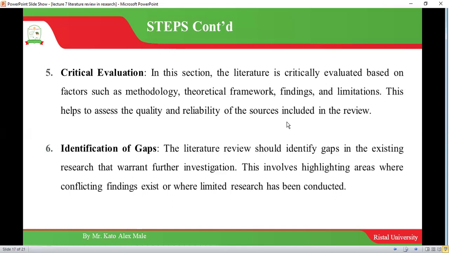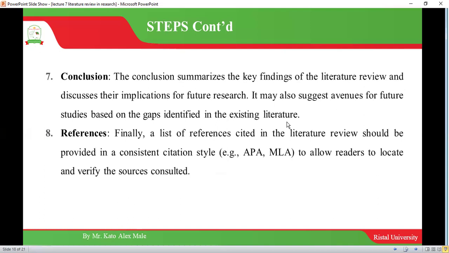I think I talked about the gaps very well. Then the conclusion. Here you are trying to summarize the key findings of the literature review and discuss their implications for future research. It may also suggest avenues for future studies based on the gaps identified in the existing literature. That's why the section for gap identification is really very paramount.